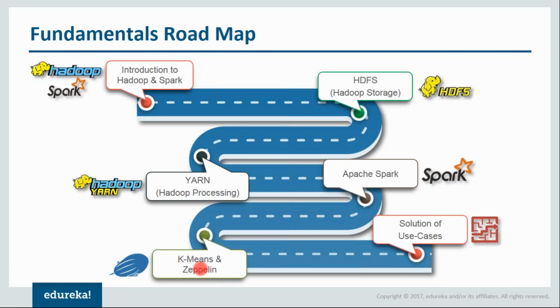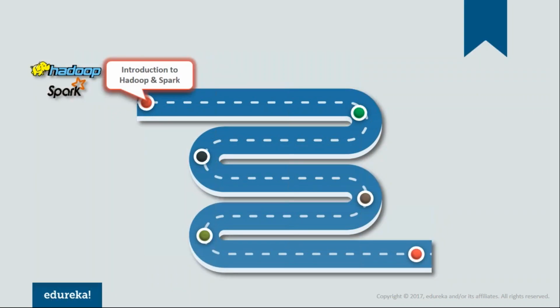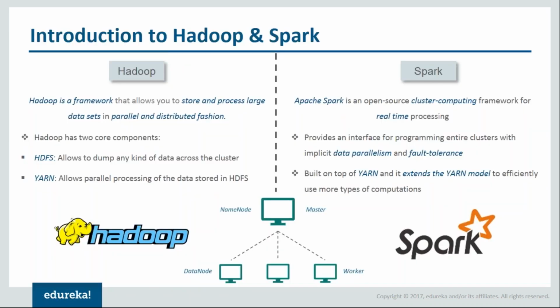And then we'll understand k-means and Zeppelin because we have used k-means clustering in order to cluster our data, and we have used Zeppelin in order to visualize it. And then we'll finally move on to the solution of use cases where we'll be implementing it directly. So this is what you need to learn. So let us get started with Hadoop and Spark. So we'll start with Introduction to Hadoop and Spark.